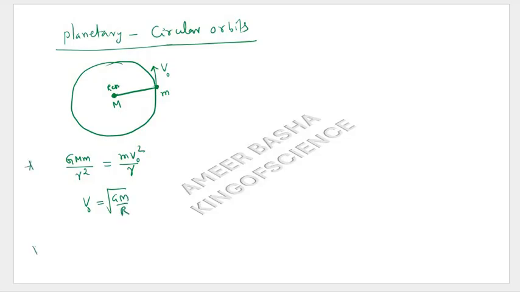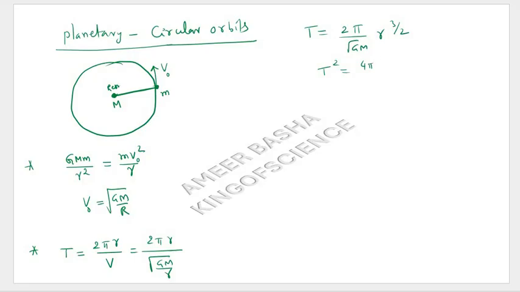Then I want to write the time period. As it is moving with uniform speed, the time period is total distance, that is 2 pi r, divided by velocity v. So 2 pi r, and that velocity I just got is square root of GM by r. So the time period will become 2 pi by root GM, r power 3 by 2. I can write T square is equal to 4 pi square by GM times r cube. So this is one of the important results also.